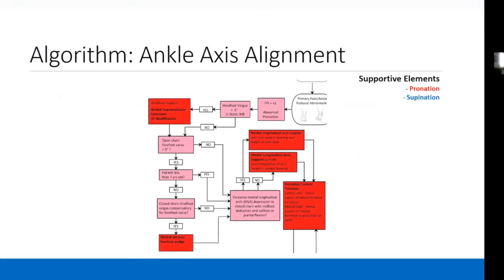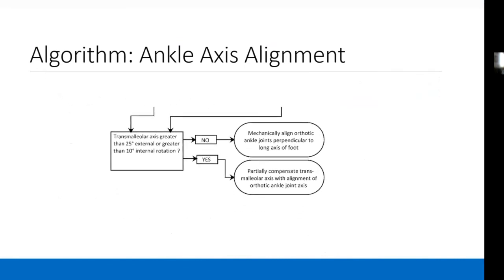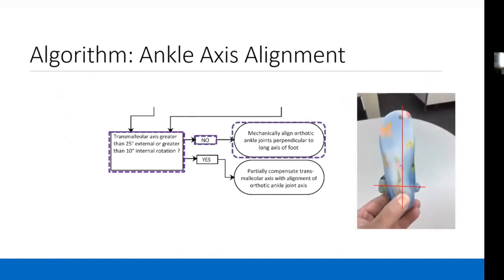And there are no forefoot elements included. With regard to the ankle axis alignment, we consider whether the transmalleolar axis was greater than 25 degrees external rotation, and it was not. And so we selected a mechanically aligned orthotic ankle joint axis, which is defined by our definition as being perpendicular to the long axis of the foot, which is relatively neutrally aligned in normals with the line of progression. Now, of course, she has an internal foot progression angle, and so that's something that needs to be considered.